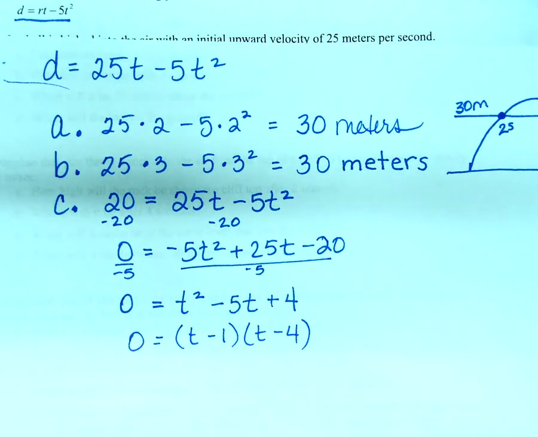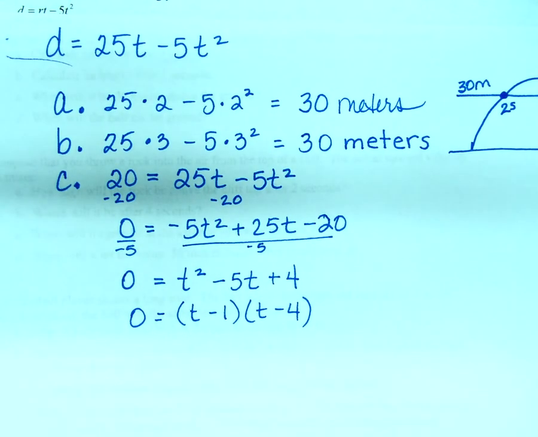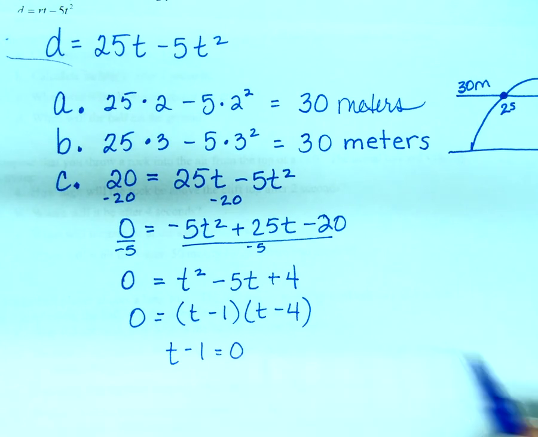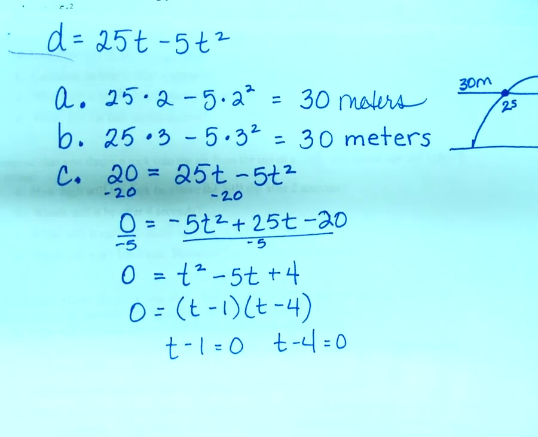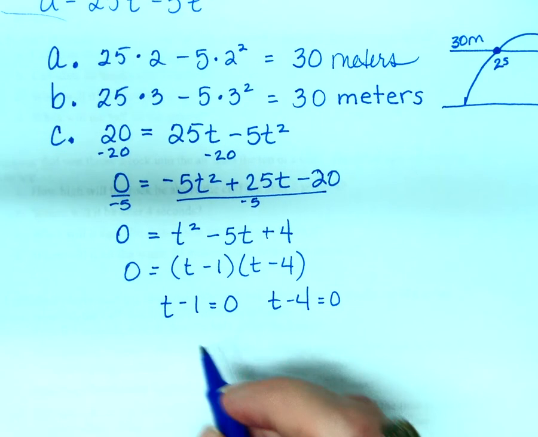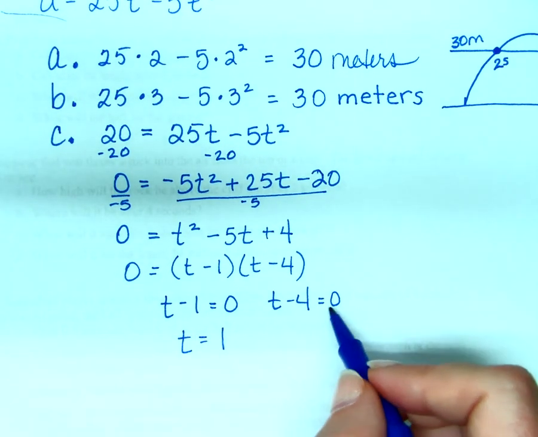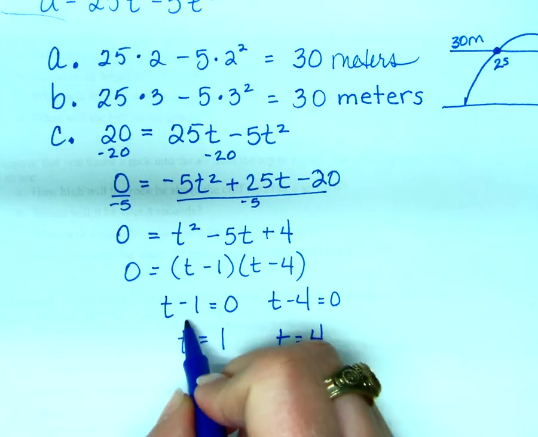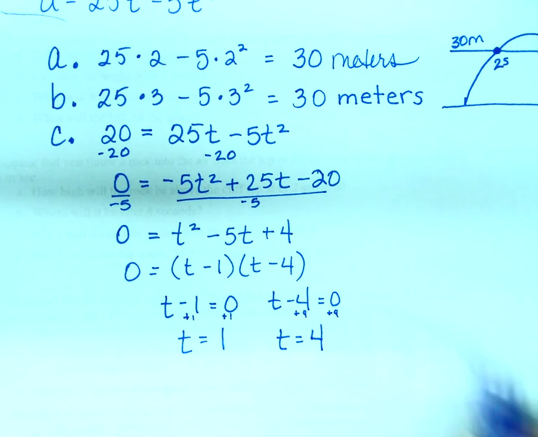Zero product property says if I multiply two things by each other and I get 0, what do I have to do with each one of those factors in order to solve it? Set it equal to 0, right? So if t minus 1 equals 0, what does t equal? 1. And if t minus 4 equals 0, what does t equal? 4. Because remember, we add 1 here, add 4 here, right?